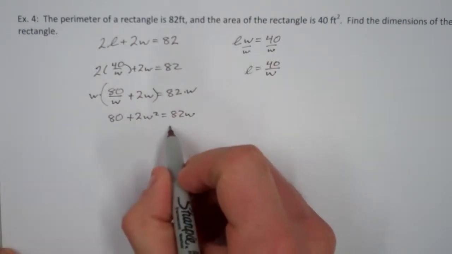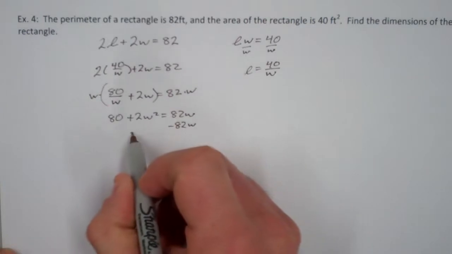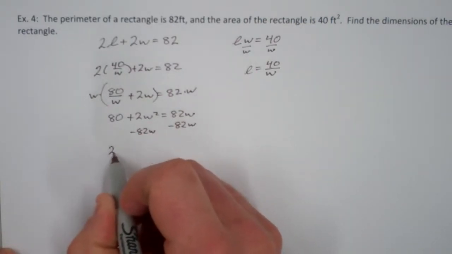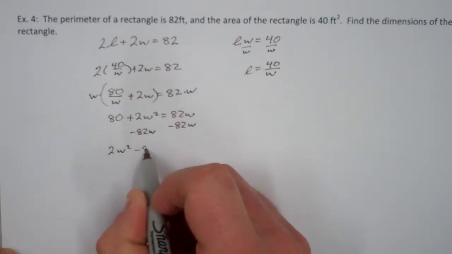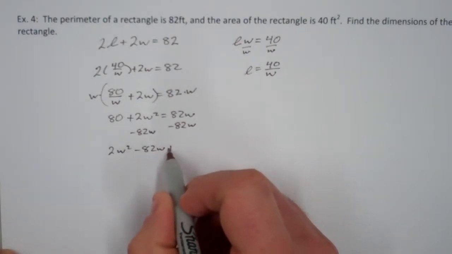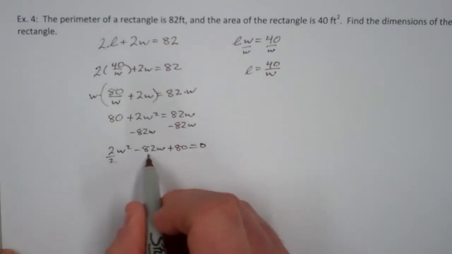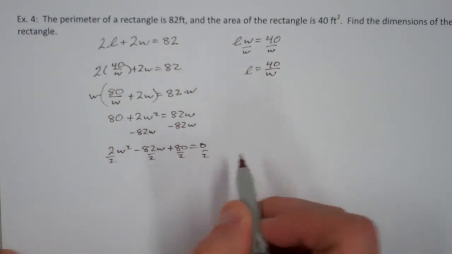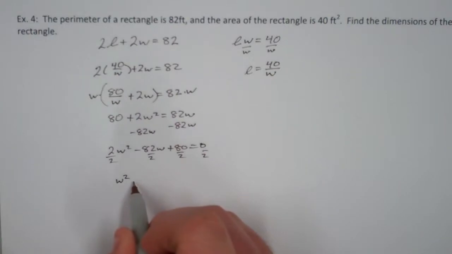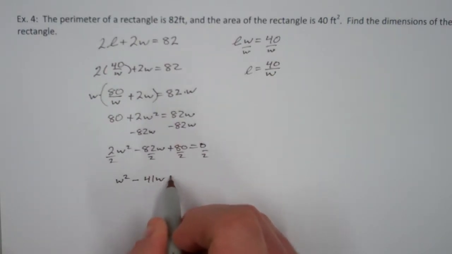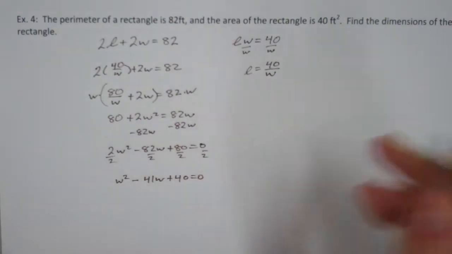This is a quadratic, so we need to get 0 on one side. So we've got 2W squared minus 82W plus 80 is equal to 0. I can also divide everything by 2 here. That'll make things a little bit easier for us. So we have W squared minus 41W plus 40 is equal to 0.